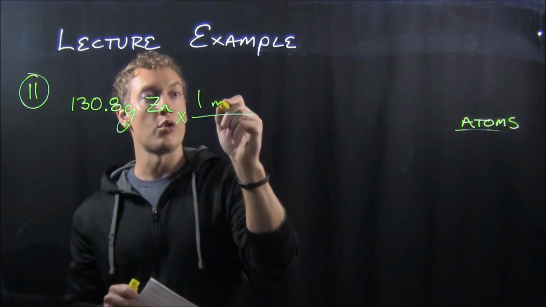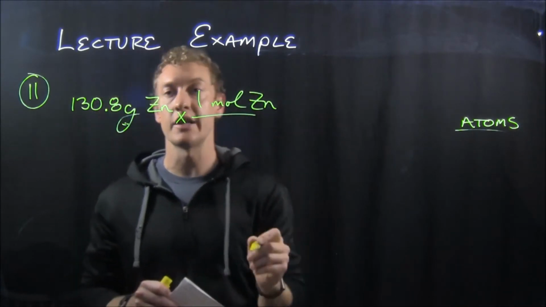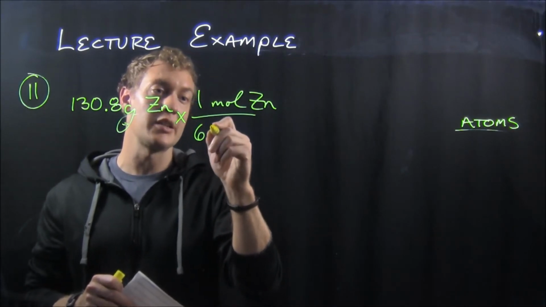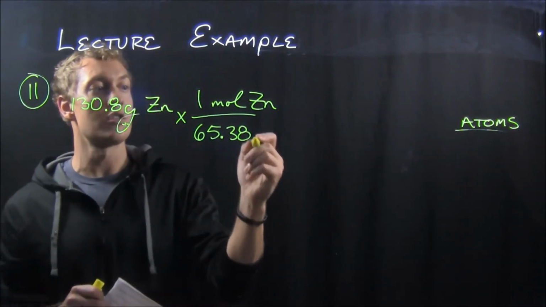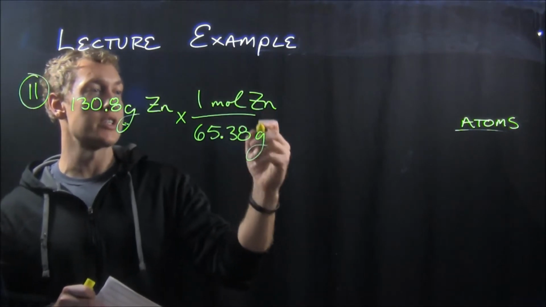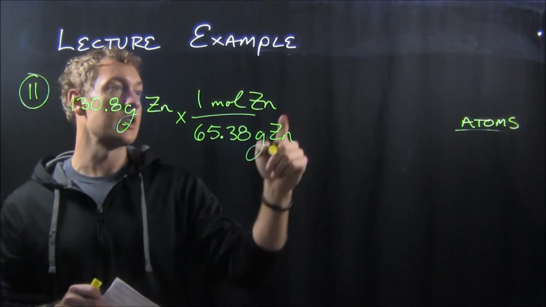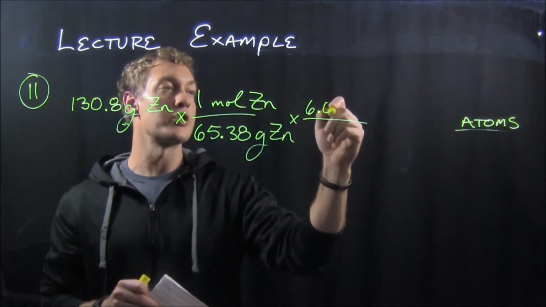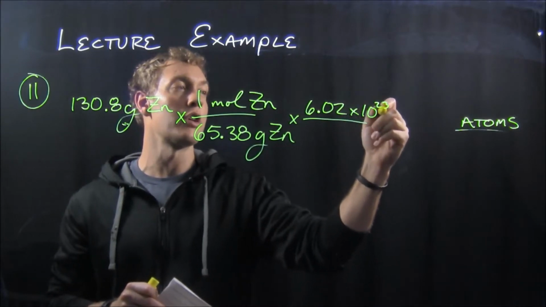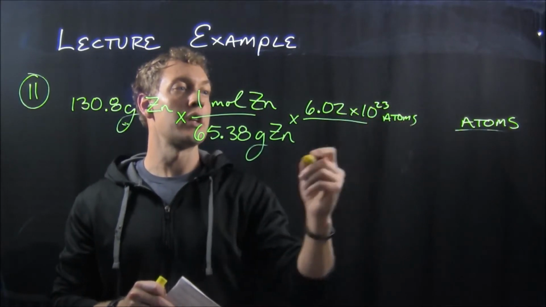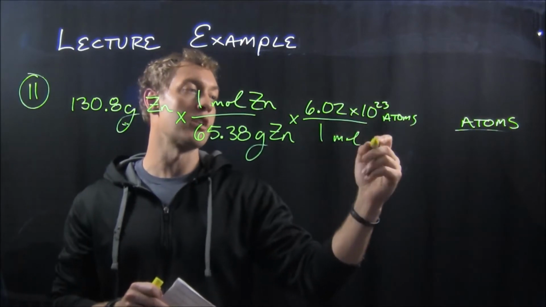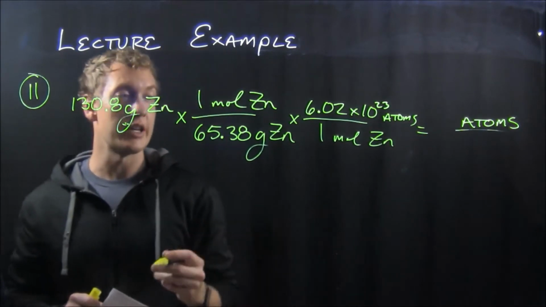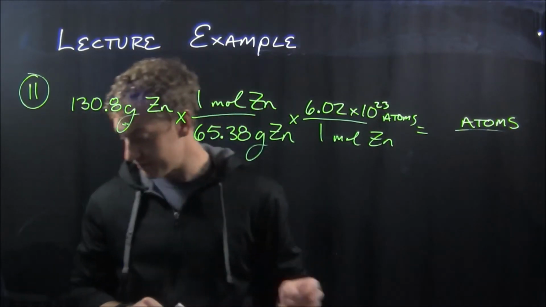So that means 1 mole is going to be on top, and 1 mole of zinc, if I look on the periodic table, the atomic mass of zinc is 65.38 grams. So 1 mole of zinc is 65.38 grams of zinc. Now, since I want number of atoms, comes step 2. And I know that there are 6.02 times 10 to the 23rd atoms in 1 mole of anything, but zinc is what we're interested in right now. And then I can punch that in a calculator and find my answer.